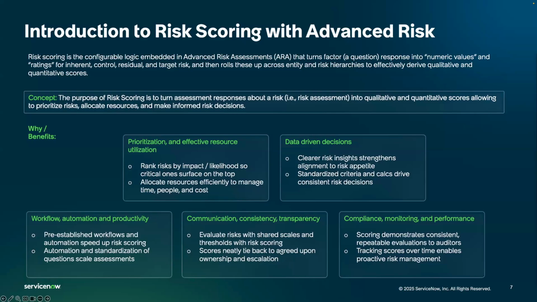The concept. So, why do we score risks? Well, the purpose is straightforward. We take assessment responses about a risk and convert them into actionable scores. These scores allow organizations to prioritize risks, allocate resources where they matter most, and make informed risk decisions. Without scoring, you have opinions. With scoring, you have data.